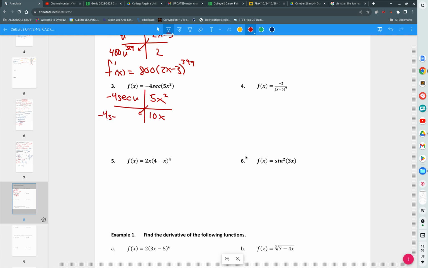Negative 4 secant of u, tangent of u. Hannah has started to memorize her trigonometric derivatives. If you don't have those memorized, it's going to be a problem for you next week, Friday. So you plug in the 5x squared and multiply by the 10x. I get a total of f prime of x is equal to negative 40x times the secant of, what do I place in for u? I place that 5x squared, and tangent of 5x squared. Are you okay with that?